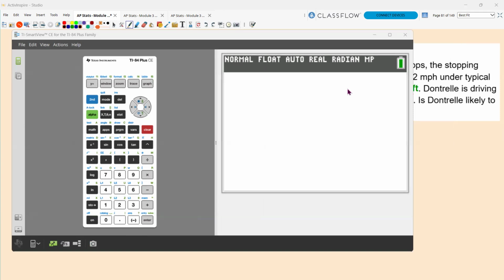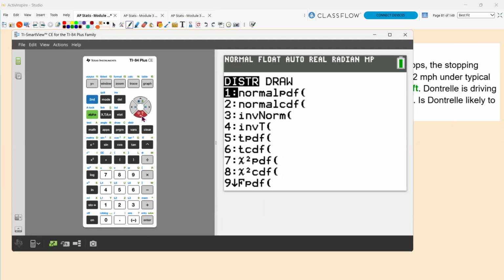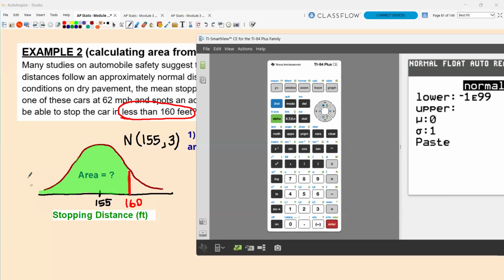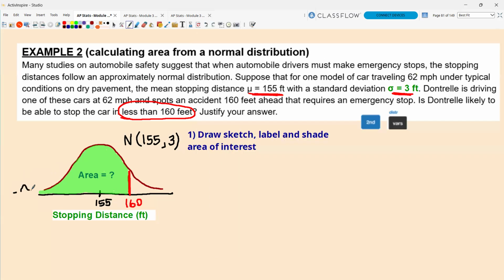On your calculator, in the same menu that your binomial distributions would be in, you're going to go to second vars, and you're going to hit up something called normal CDF. It's right below it, the number 2, and you're going to press enter. Now, the way normal CDF works is the lower bound is whatever the left side of the region is shaded. Normal distributions go on forever, so the left side is actually going to be negative infinity.